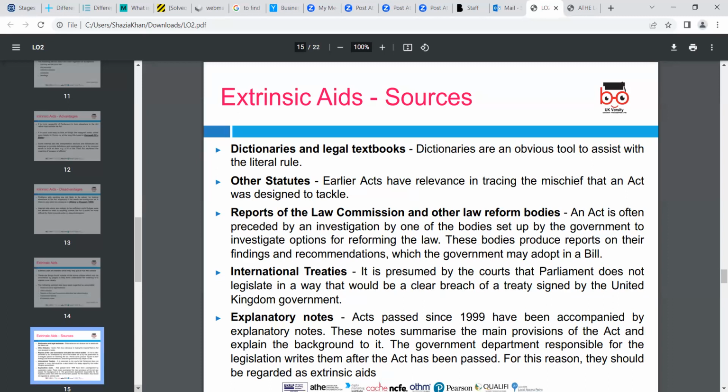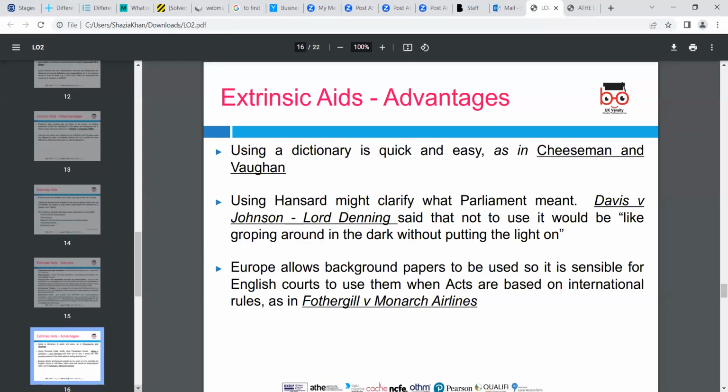International treaties. It is presumed by the courts that Parliament does not legislate in a way that would be a clear breach of a treaty signed by the United Kingdom government. Explanatory notes. Acts passed since 1999 have been accompanied by explanatory notes. These notes summarise the main provisions of the Act and explain the background to the Act. The government department responsible for the legislation writes them after the Act has been passed. For this reason, they should be regarded as extrinsic aids.